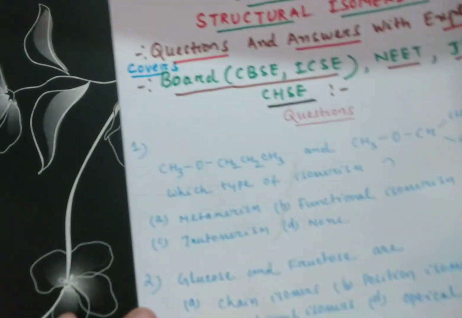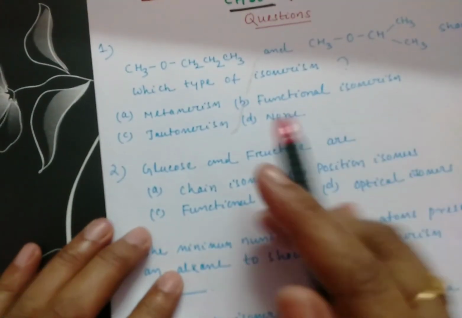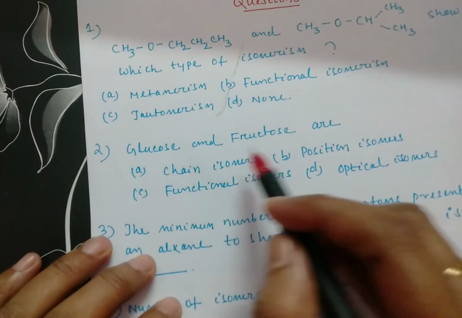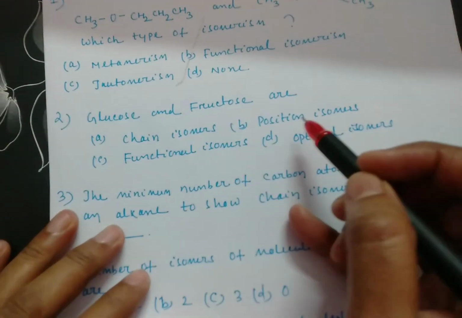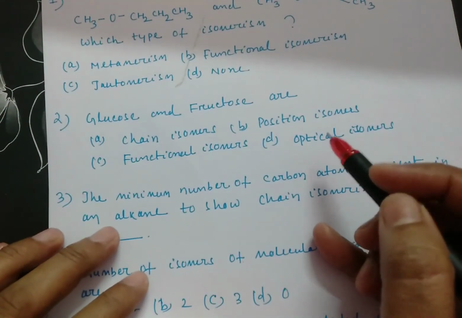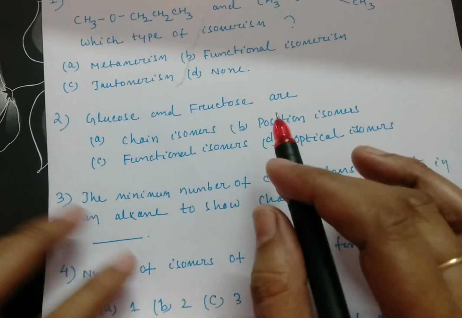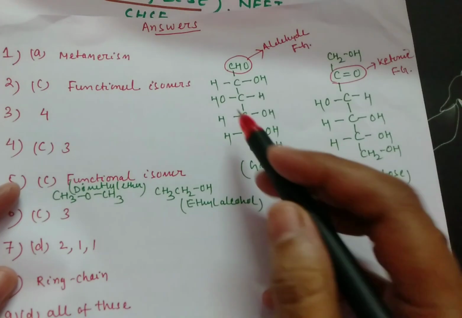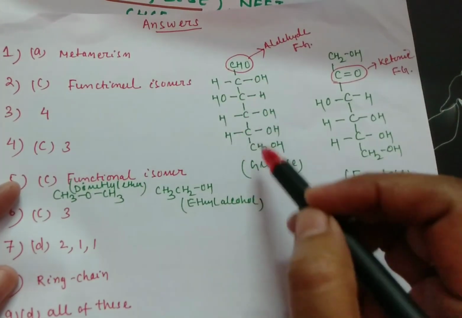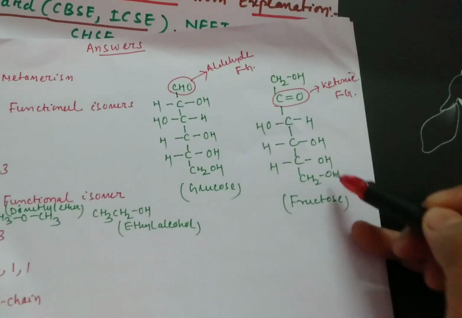Okay, second: glucose and fructose are dash. Glucose and fructose are either chain, position, functional, or optical. Now let us see what is the structure of glucose and fructose. Look, in question number 2, if I draw the structure of glucose, this is the structure of glucose. Okay, CHOH, this is the structure of glucose, and this is the structure of fructose.